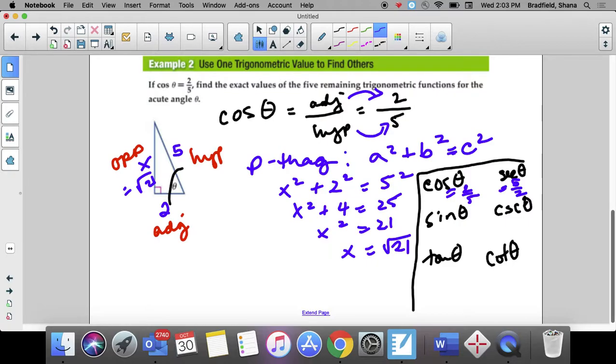Sine, then, is opposite over hypotenuse, so square root of 21 over 5. And then the reciprocal function would be 5 over the square root of 21. Now, normally we'd like to simplify that, but in this case, I'll let you leave the radical in the denominator. Tangent is opposite over adjacent, so that one's going to be square root of 21 over 2, and then cotangent would be 2 over the square root of 21.